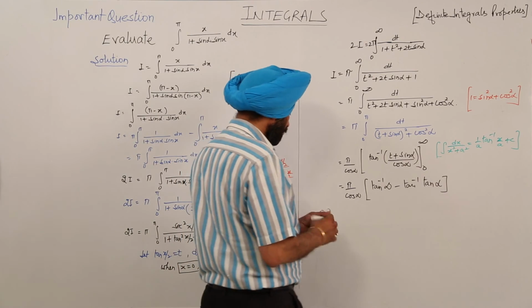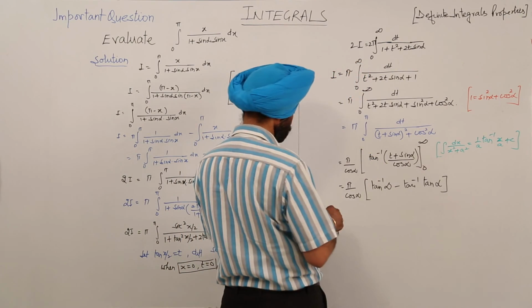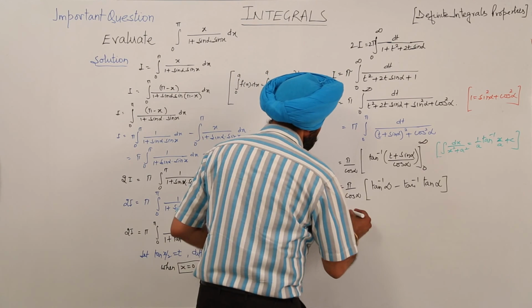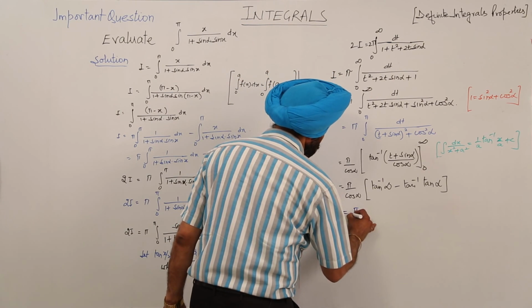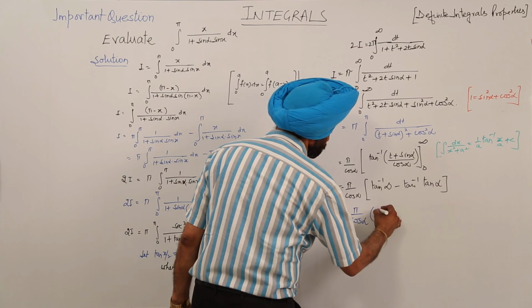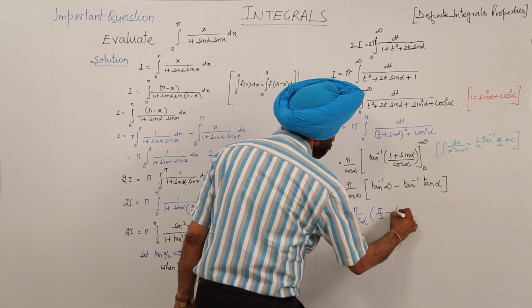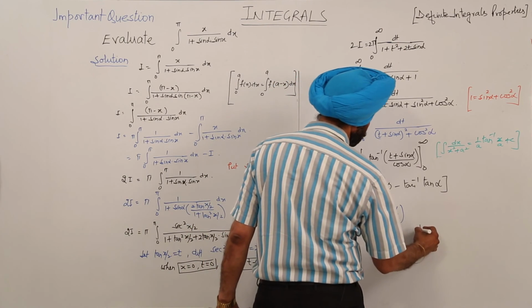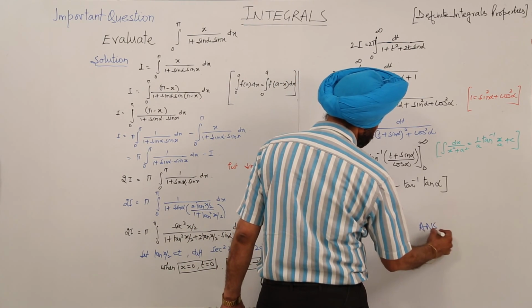Okay. Now this becomes pi upon cos alpha times (pi by 2 minus alpha). Answer.